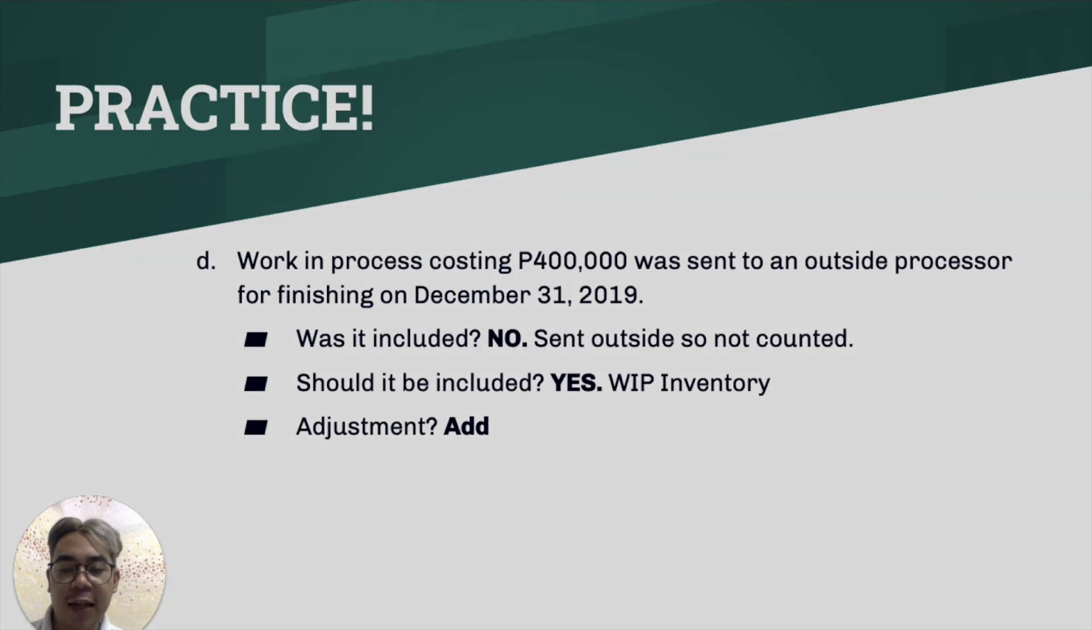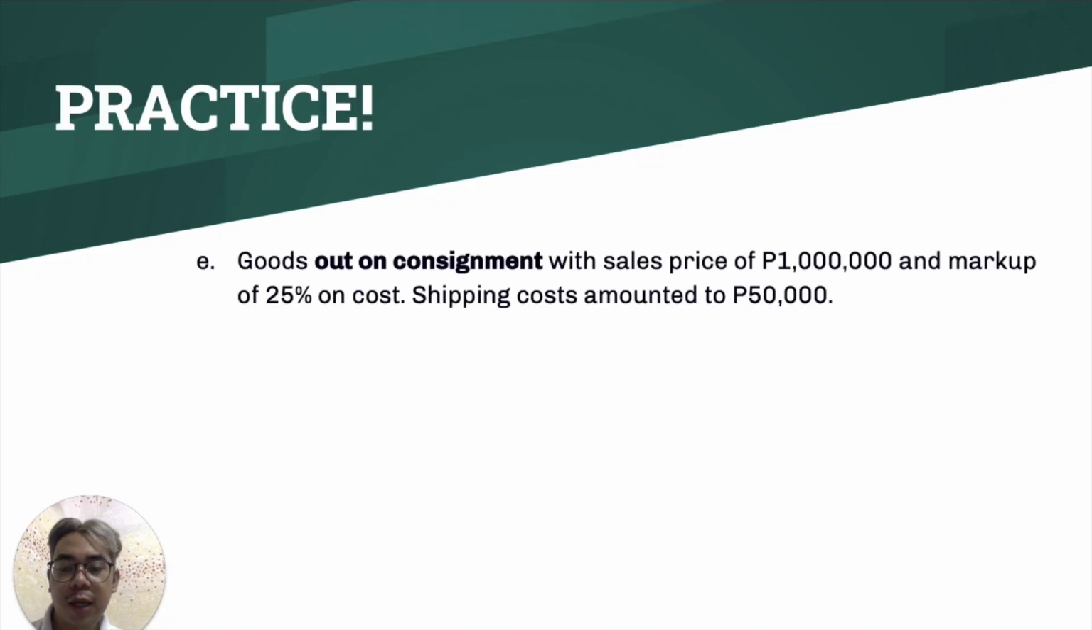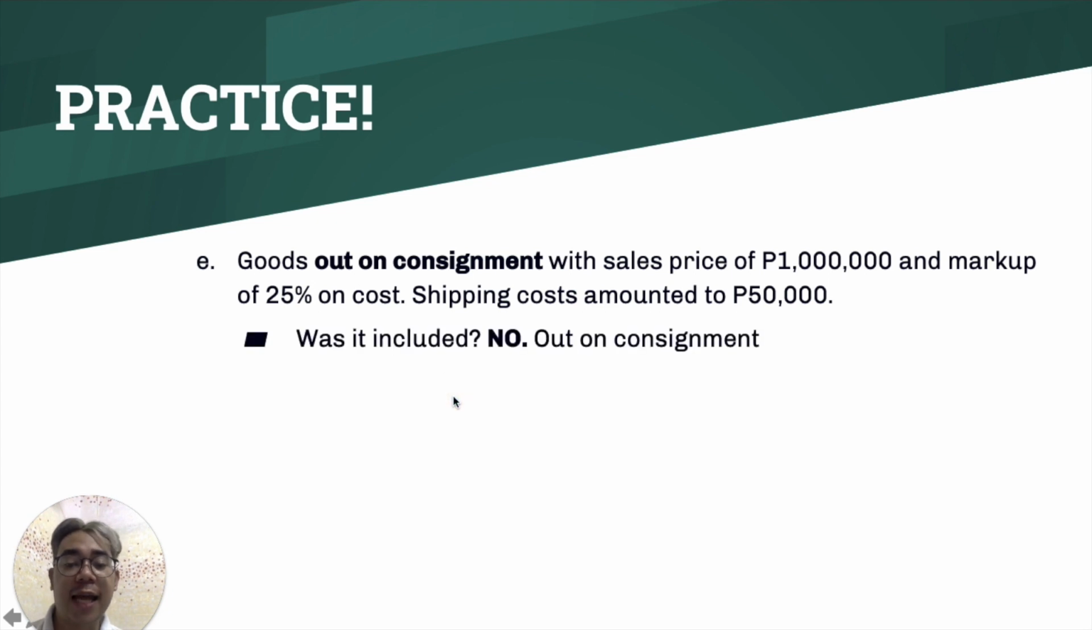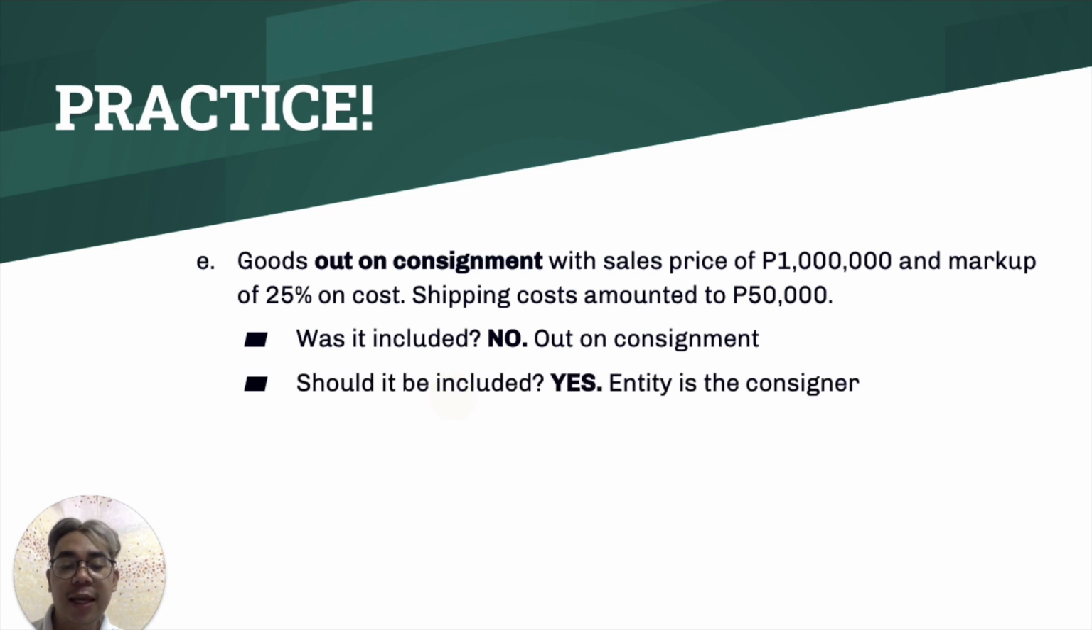And finally, for letter E, goods out on consignment with sales price of 1 million and markup of 25% on cost. The shipping cost is 50,000. Goods out on consignment meaning ikaw ang or tayo ang consigner. Was this included? No, kasi nasa labas siya. Nandun siya kay consignee, hindi siya na-count. Should it be included? Yes, because tayo ang consigner. Will there be an adjustment? Yes, we will add. But the question is how much?